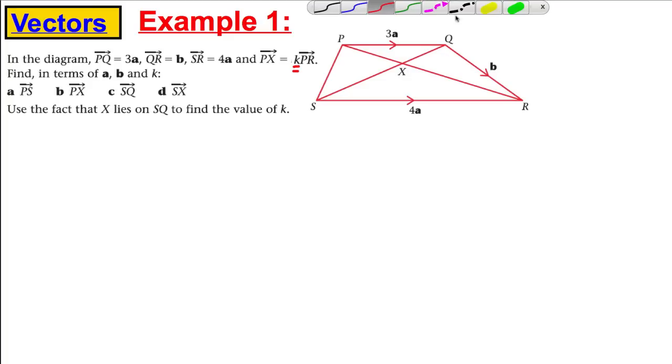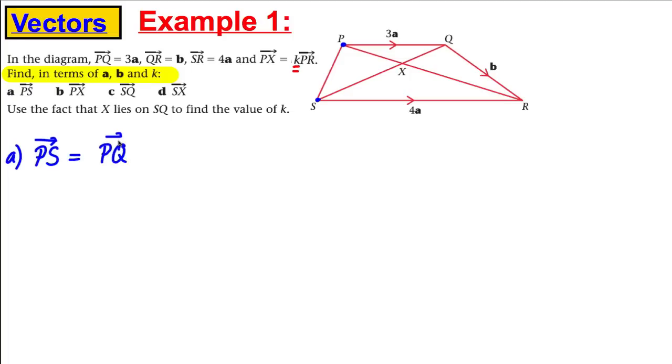Now, here's the question: find, in terms of A and B and K, so K can be in our answers, P to S. Let's firstly write it down in terms of corners. How do you get from P to S? Well, I would go to Q, to R, and then to S. So I would say that is equal to P to Q plus Q to R plus R to S. Simple.